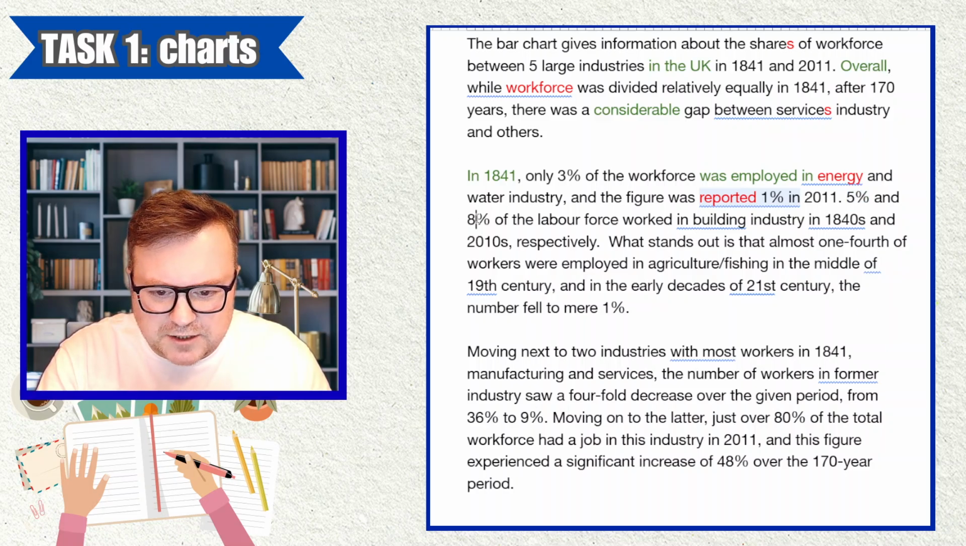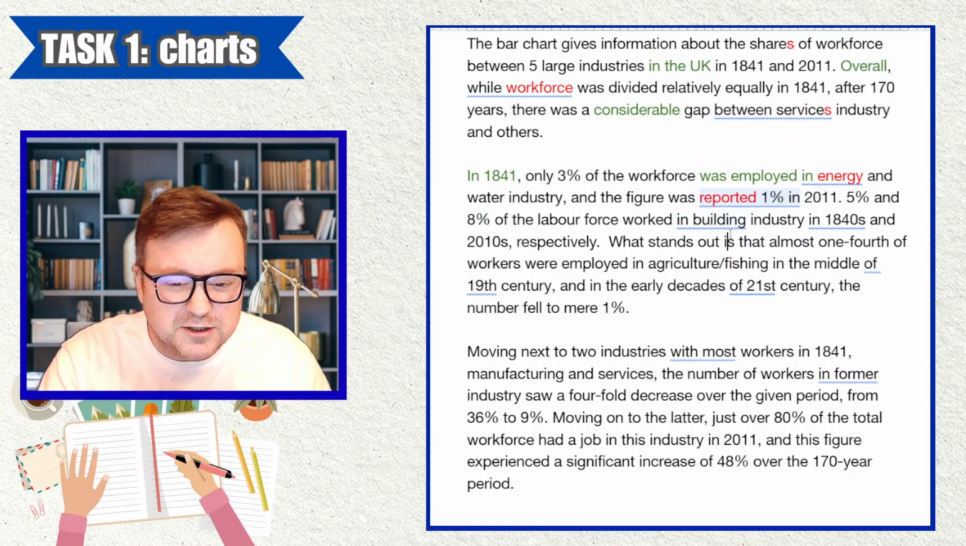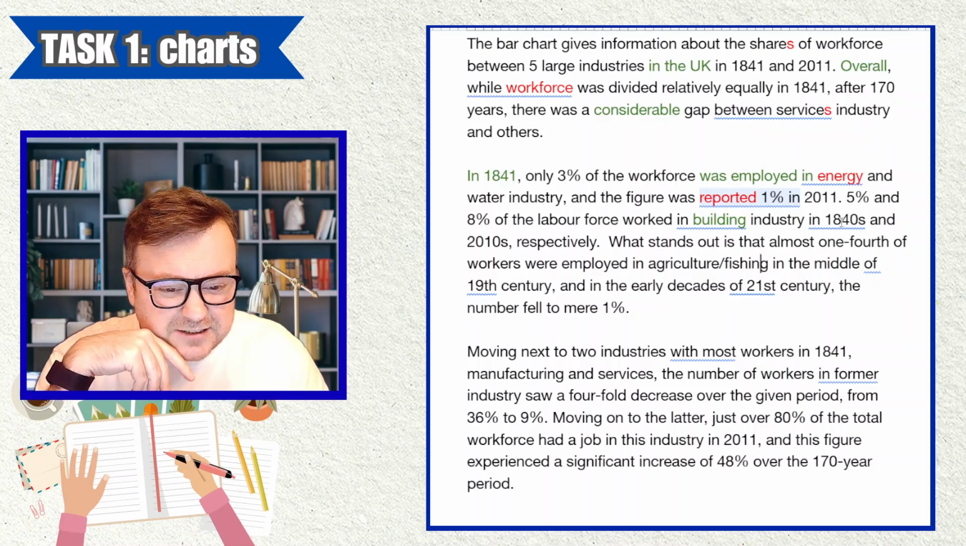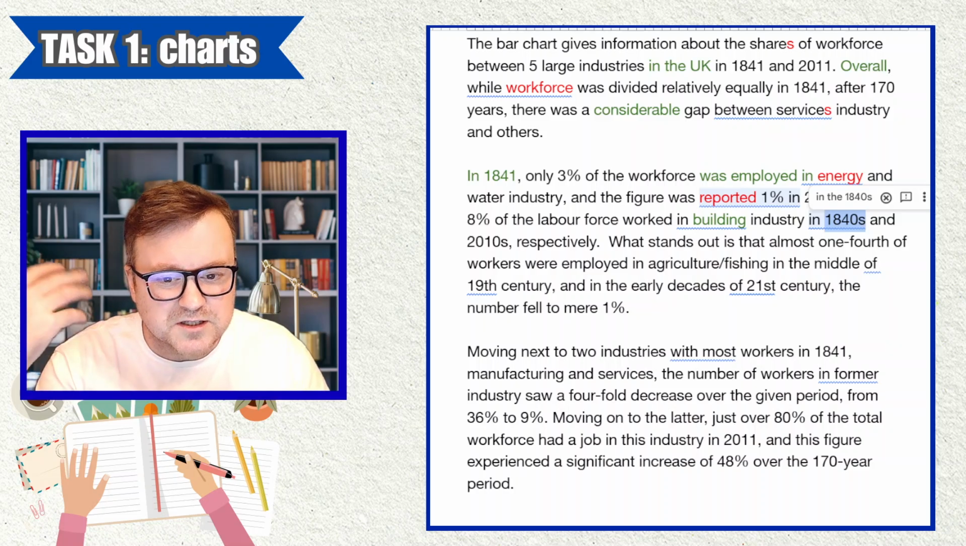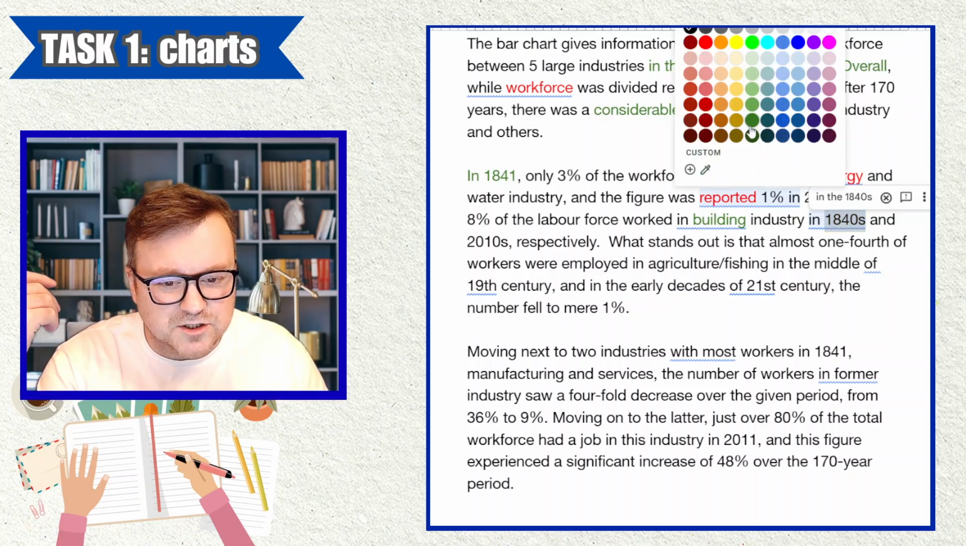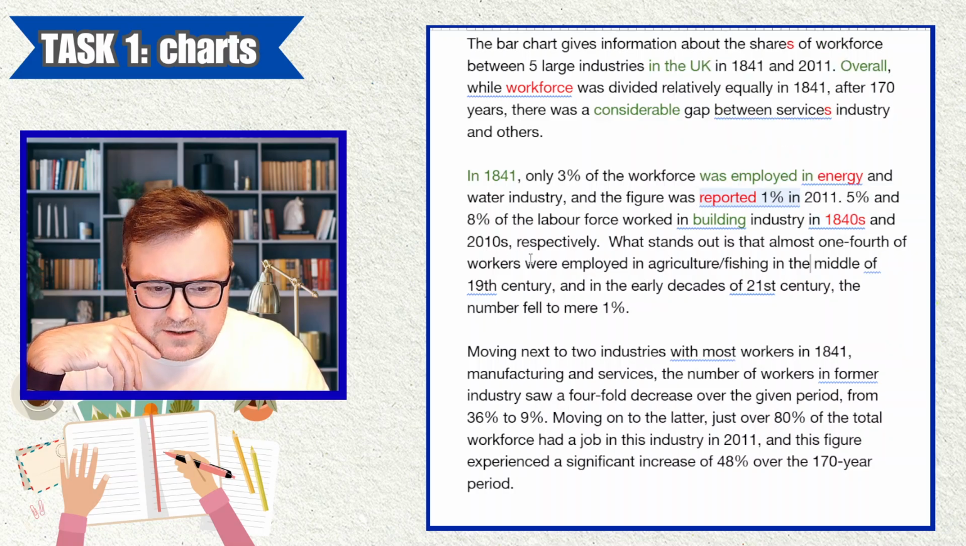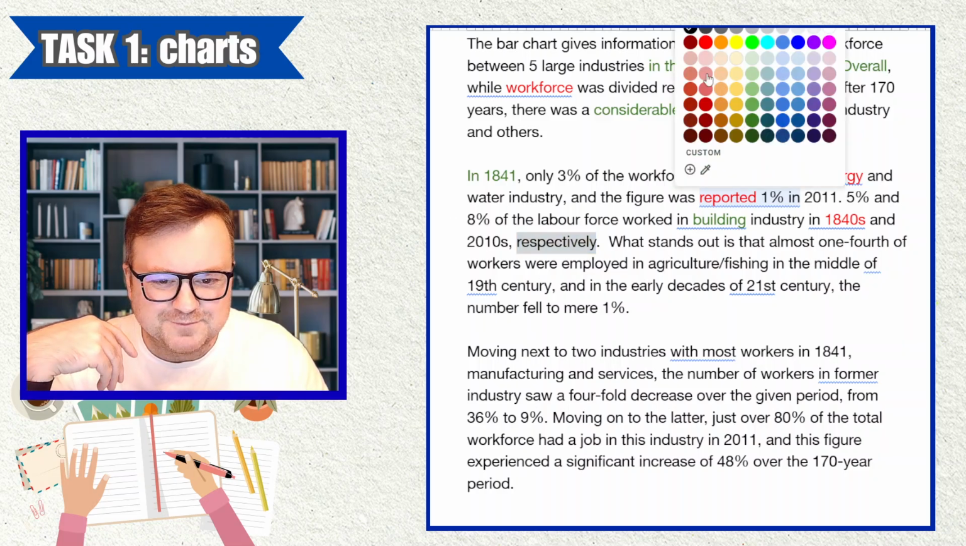5% and 8% of the labor force worked in the building industry. Again, the building industry, kind of trying to use paraphrasing instead of construction, in the 1840s. So again, with decades, we use the article: in the 60s, in the 70s, in the 1780s, and so on. And 2010s, respectively. Okay, good use of respectively. That's nice.